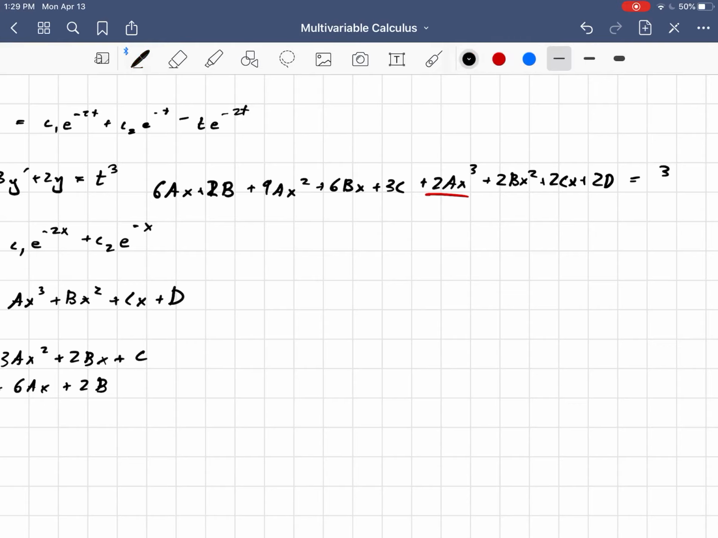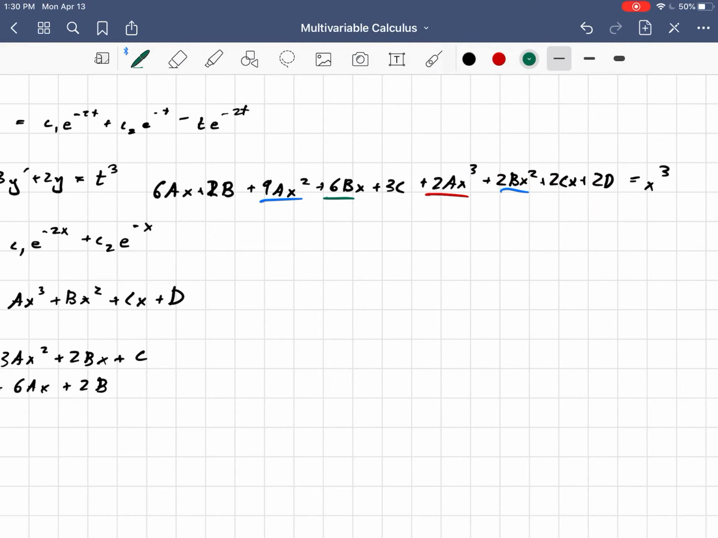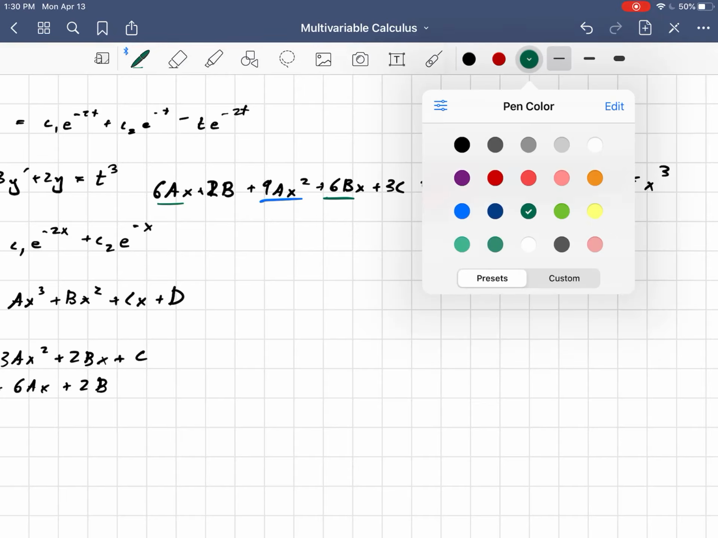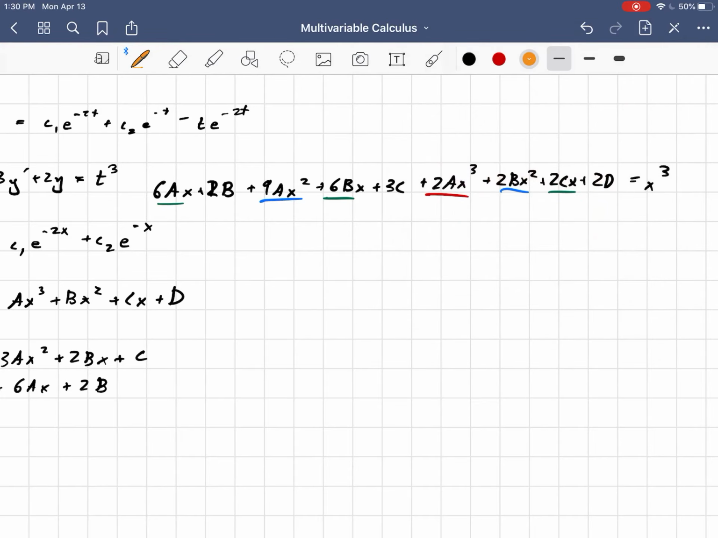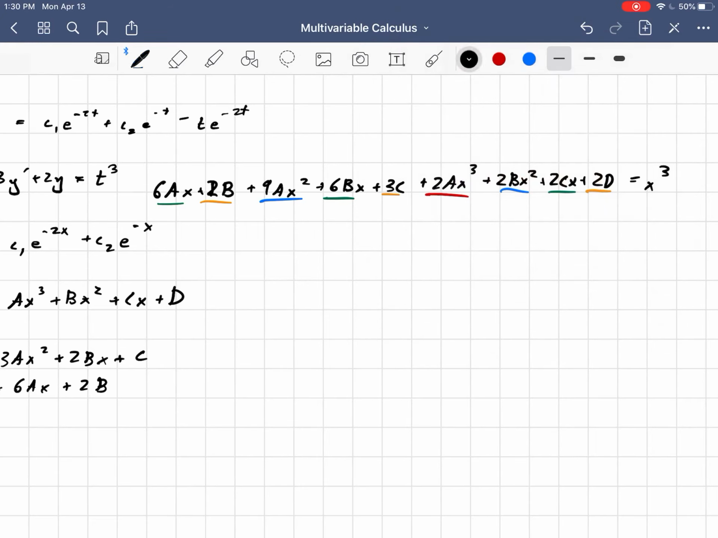So, like terms. Why did I do x? I changed it to x for some reason, so let me change this to x. So we have x cubed there, and I think that's it. We have x squared, I think that's it. An x, and an x, and a constant.